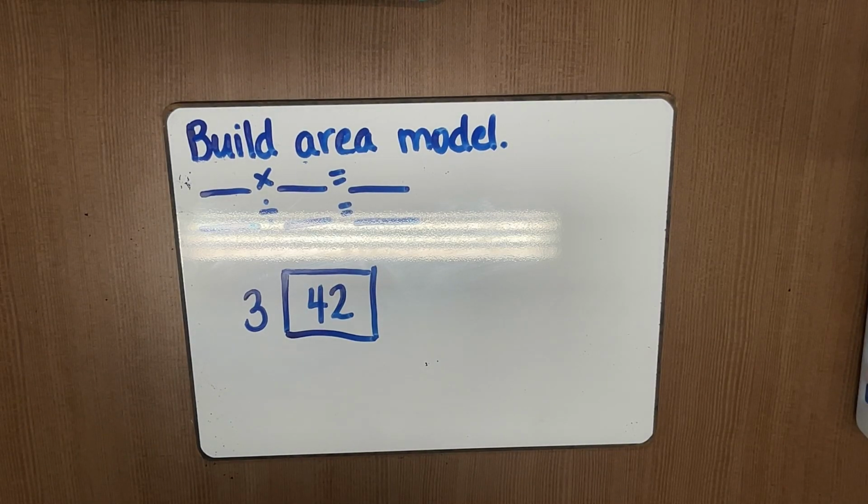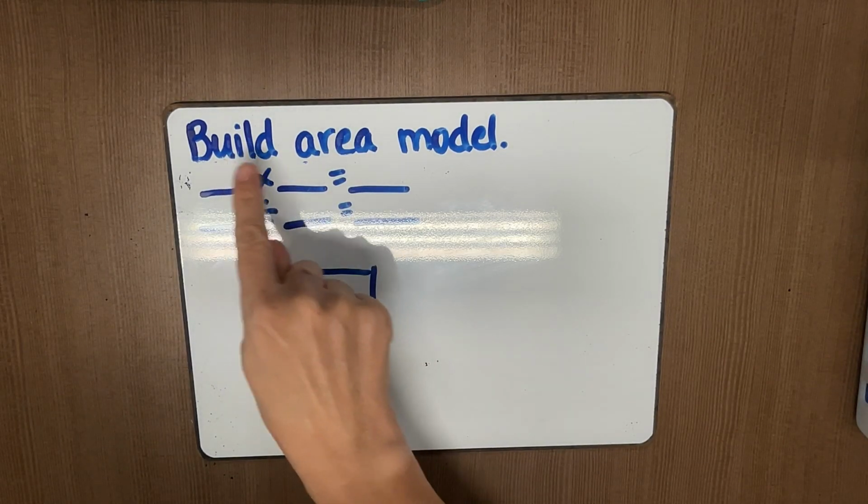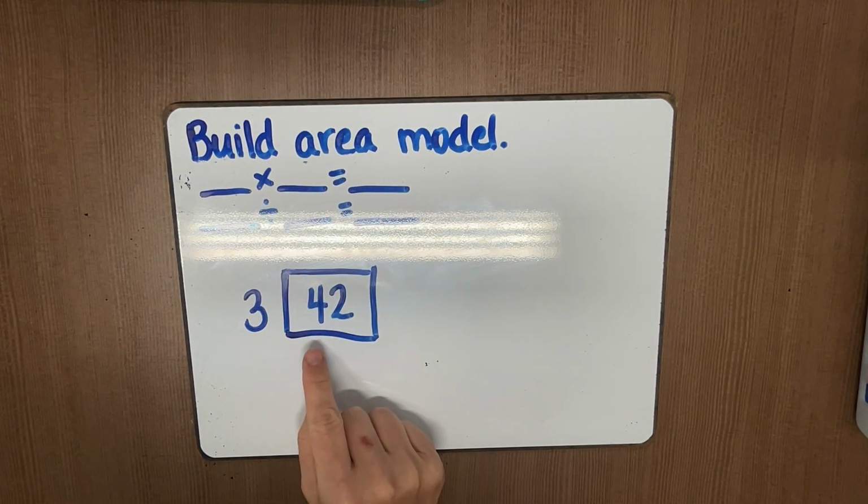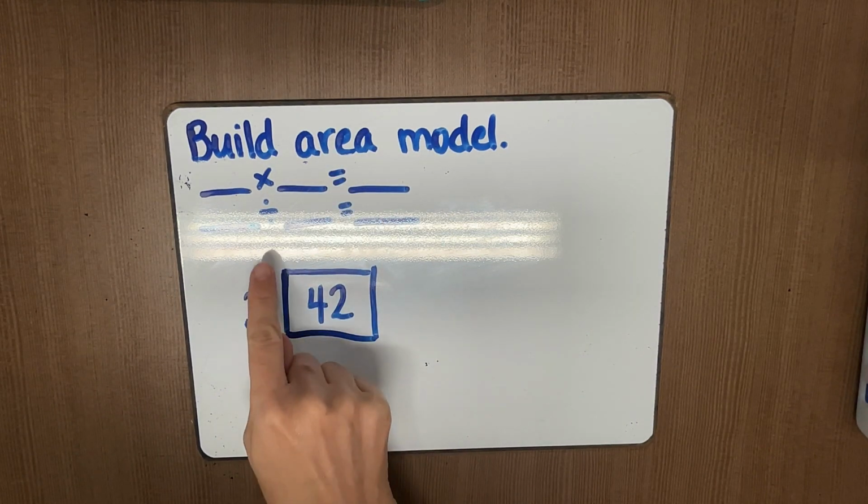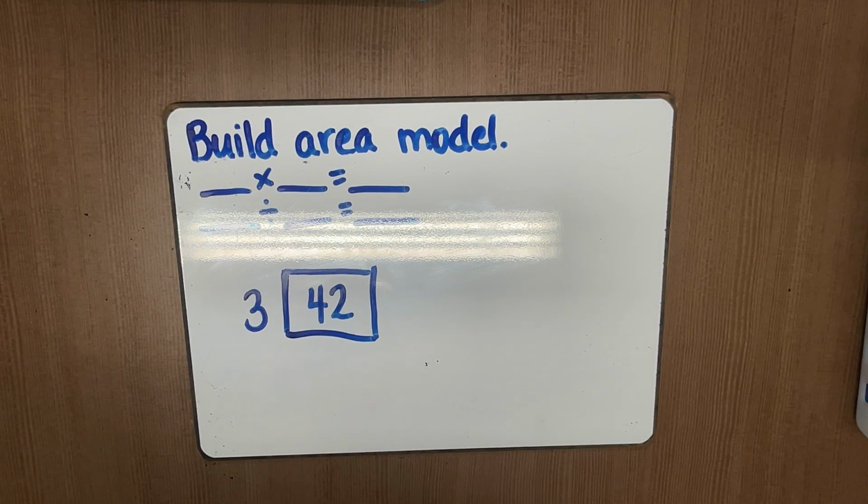This is a bit more challenging today. Build an area model for this problem, an area of 42 and a height of 3. Think about how you can be efficient with your base 10 blocks and what you might do with this tricky problem. Pause the video and give it a go.